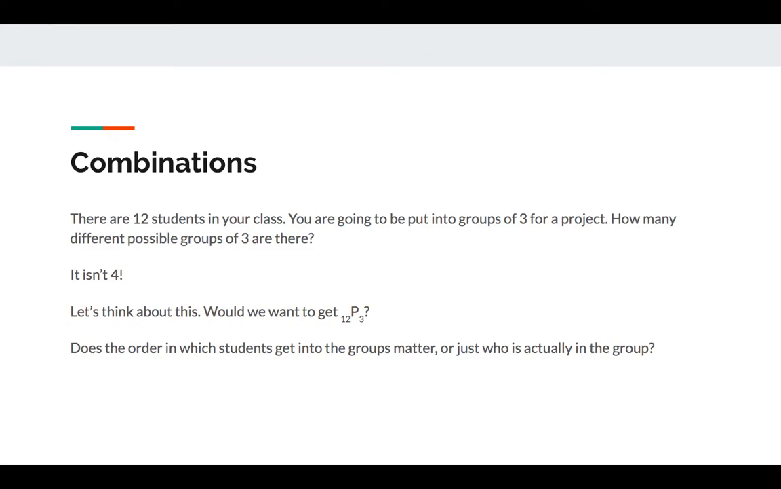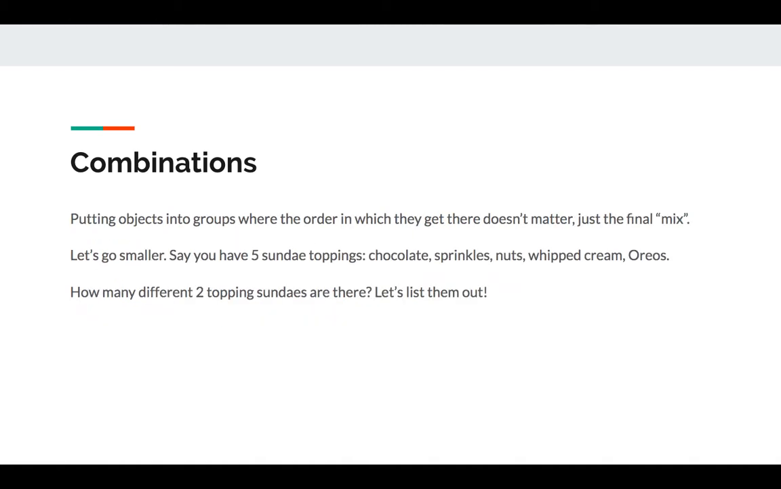Well, the question to ask is, does the order in which the students get into the groups matter? Or is it just who is in the group? So if you are in this class, do you care in what order you were chosen in that group, or do you care about who's in your group? Well, putting objects into groups where the order in which they get there doesn't matter, just the final mix, that's a combination.